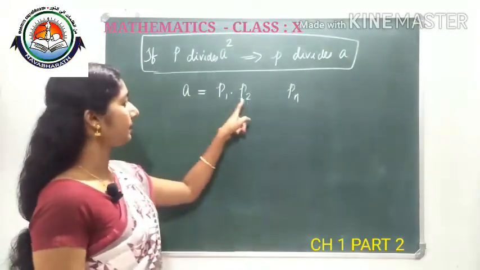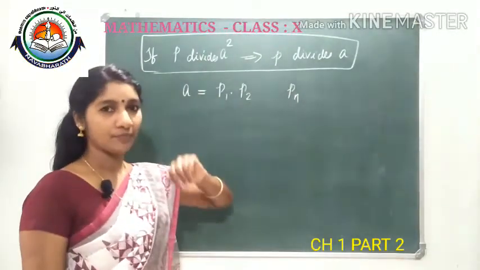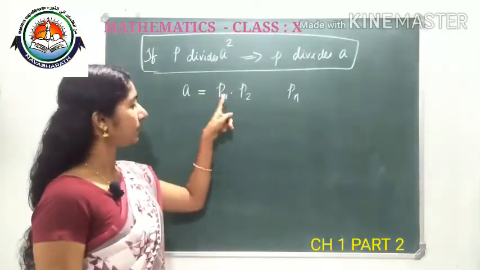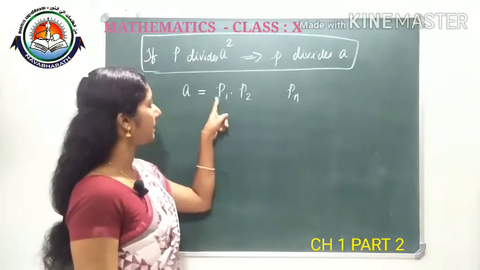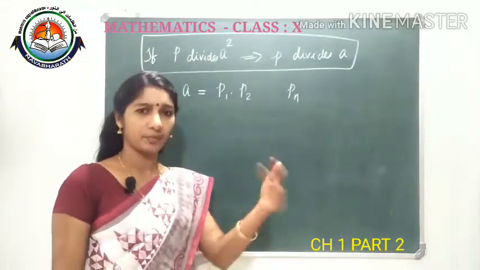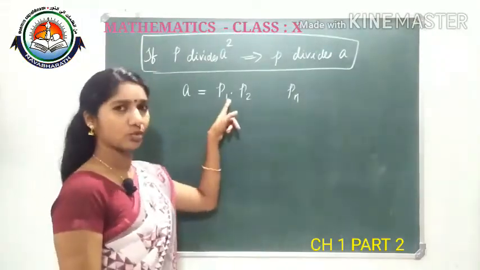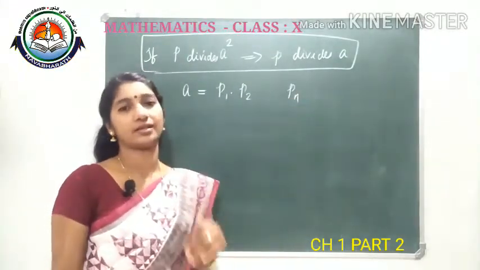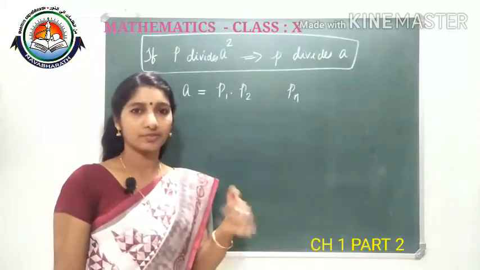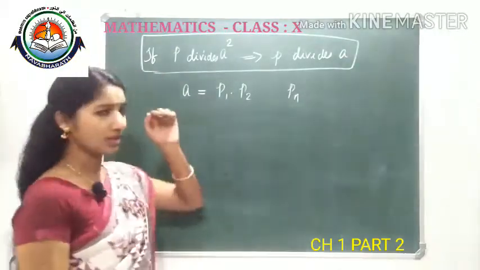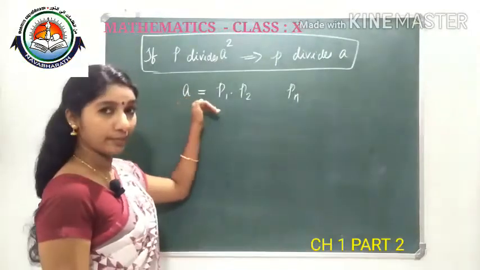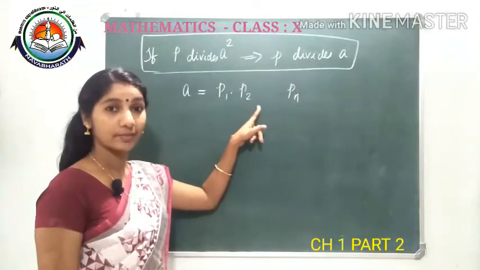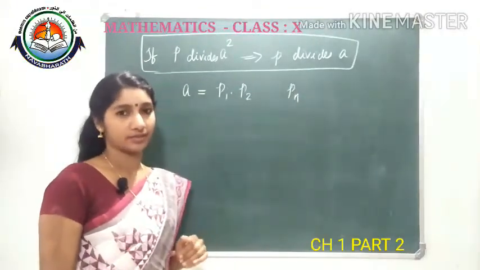So let us take p1, p2, etc. pn as the prime factorization of a. It is not compulsory that p1, p2, etc. pn are all different. Repetition may come also. Suppose p1 is 2, p2 can also be 2, p3 can also be 2, and p4 can be 5, any numbers like that. Repetition is possible. So I told composite number can be expressed as a product of prime numbers. So p1 is a prime number, p2 is a prime number, etc. pn is another prime number.